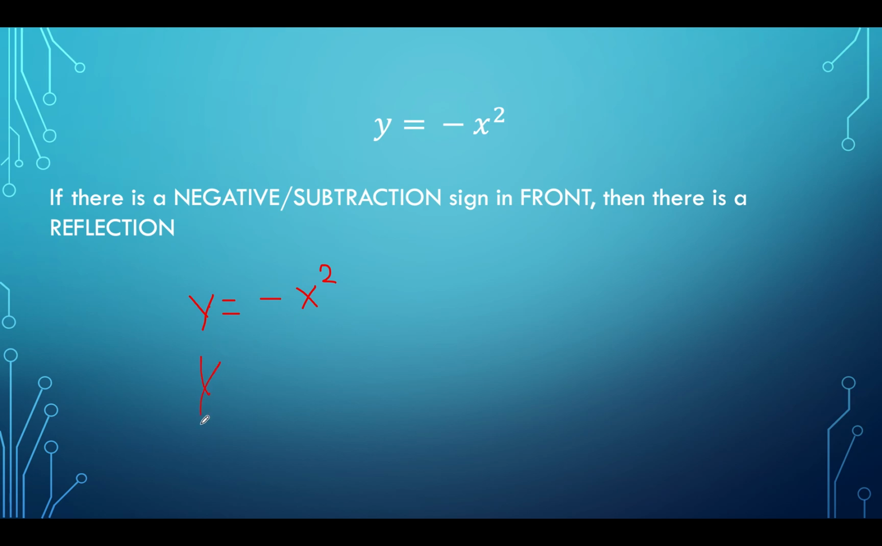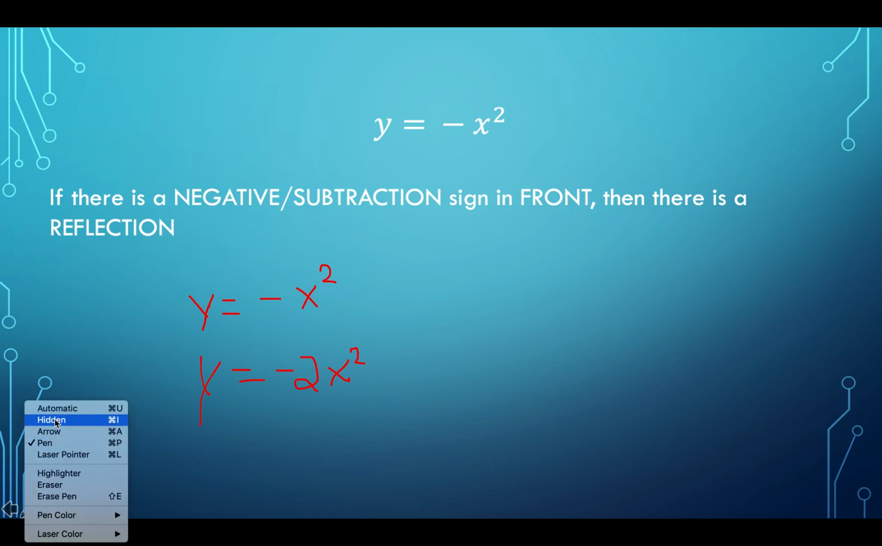reflected. Now, how about if I have y is equal to negative 2x squared? Still means that the graph reflects. We're going to go over in just a second what that 2 means.